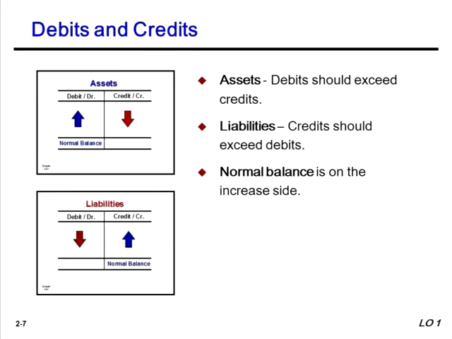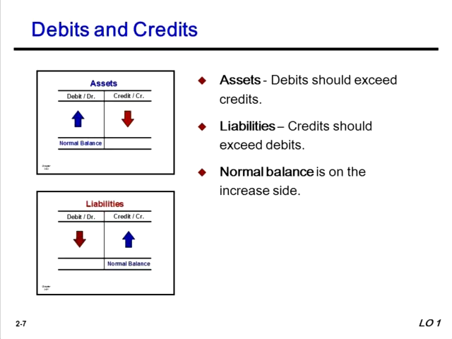So this is just to reiterate what we've already said. Assets, the debits should equal credits. Liabilities, the credits should exceed the debits. So therefore, actually I just noticed I made a mistake. I said that debits should equal credits for assets. That is not true. For assets, the debits should exceed the credits.